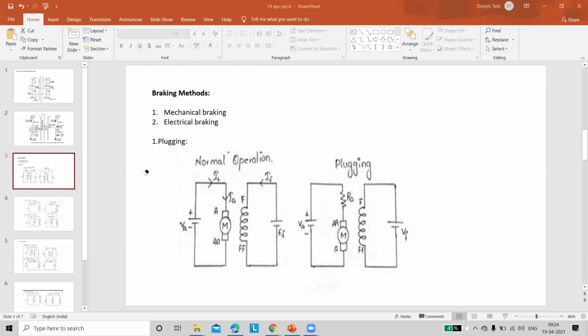So first of all, we will go for plugging. See the screen. It is the normal operation of our machine, and it is the working of plugging braking. Just observe these two diagrams and find whether there is any difference or not.